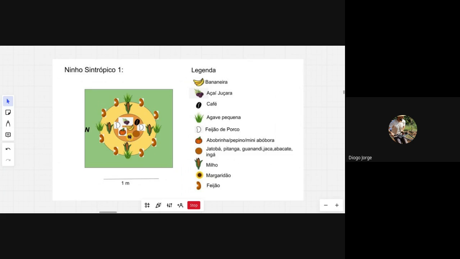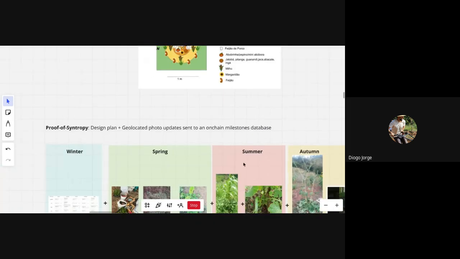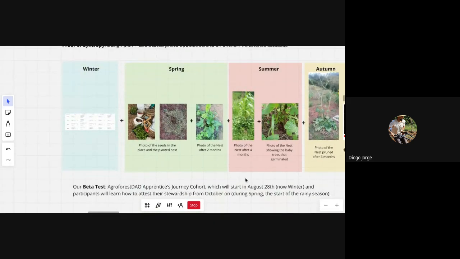We also had this flower, which is the Mexican sunflower, and the beans and the corn, also fast production here, and pumpkins and jack beans and all. 1 meter, so there were 160 of these nests. This I showed you in the previous presentation.